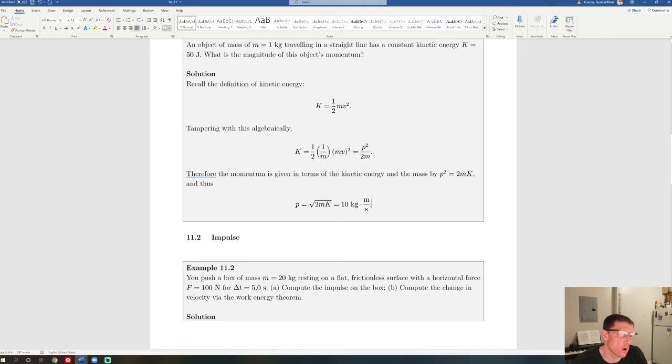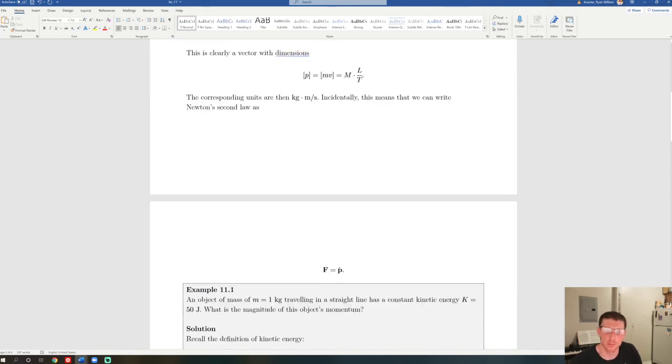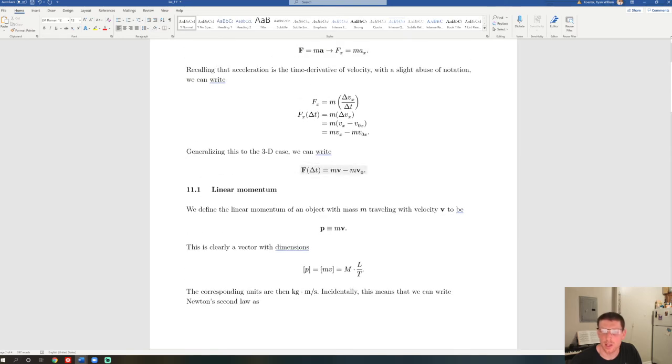And so what I want to say is we can define the other part of the impulse momentum theorem. Now remember, the impulse momentum theorem is this thing, right? And we could actually write this one more time. Now that we have this definition of momentum, we could write this as delta p.